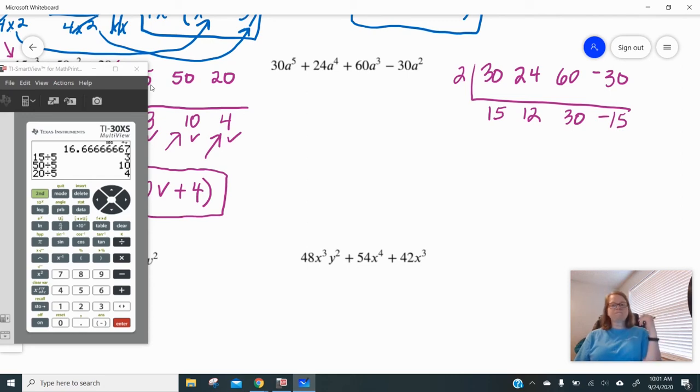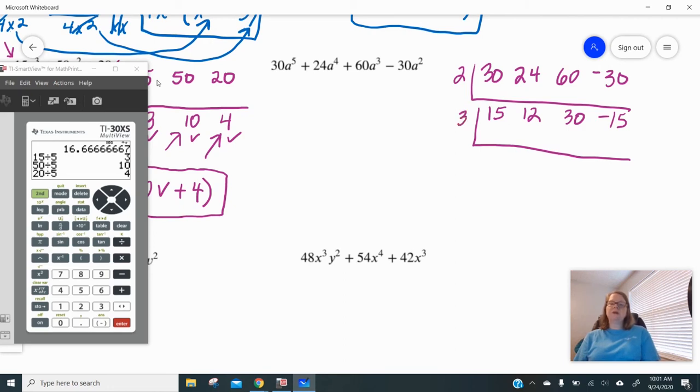Okay. So now I'm thinking, all right, will these numbers divide by 2? Because we're just going to keep going and do the same thing. But 15 is odd, so it's not going to divide by 2. So let's go up to 3. Yep, 15 divides by 3. 12 does, 30 does. Oh, cool. All right, so 3 works.